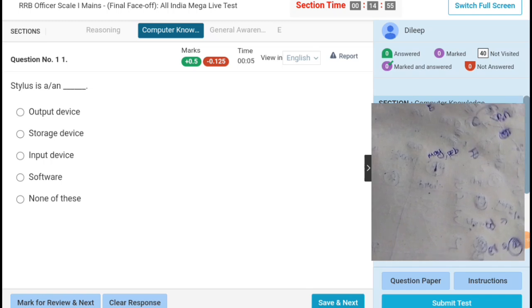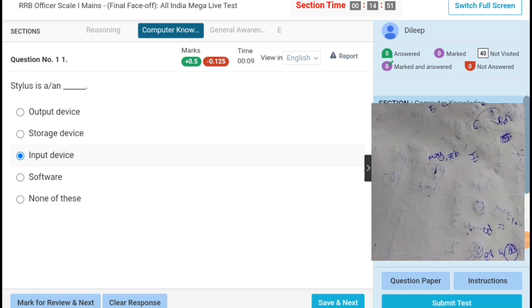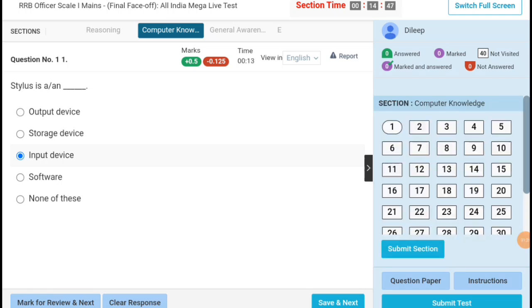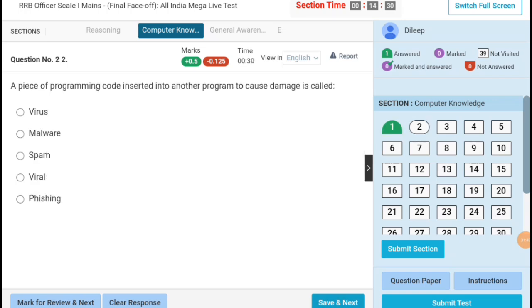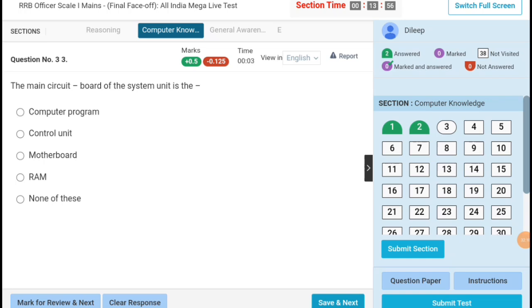And stylus, I think it is an input device. And when a piece of programming code inserted into another program to cause damage is called, I think it is malware or phishing. The main circuit board of the system unit is motherboard.